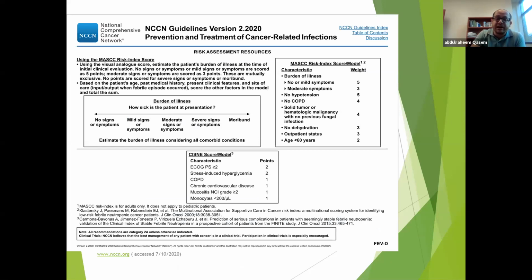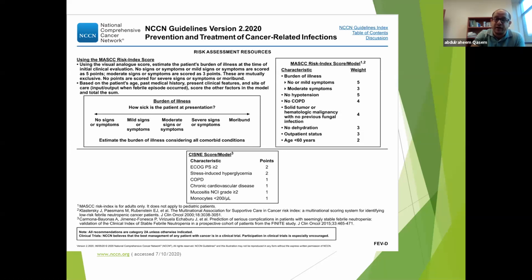The first is called MASCC, which stands for Multinational Association for Supportive Care in Cancer Risk Index. And that takes into consideration the burden of symptoms: if the patient has severe symptoms or moderate symptoms, if they have hypertension or not, COPD or not, whether the cancer is solid malignancy or hematologic malignancy, if the patient is dehydrated or not, whether you are seeing the patient in outpatient status, and if the patient is younger than 60 years old or not.